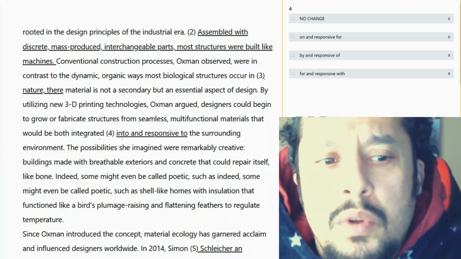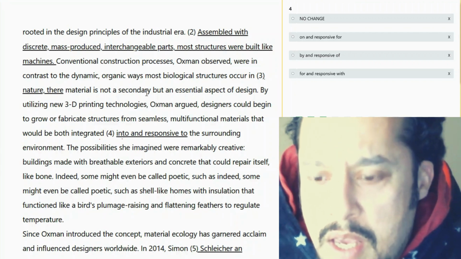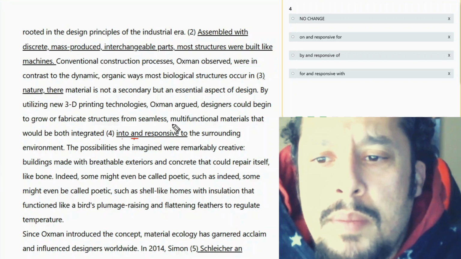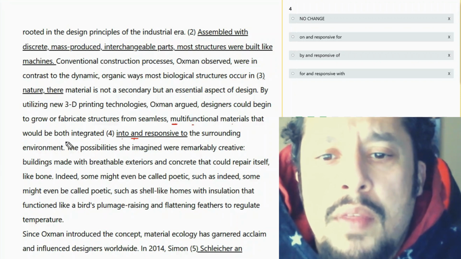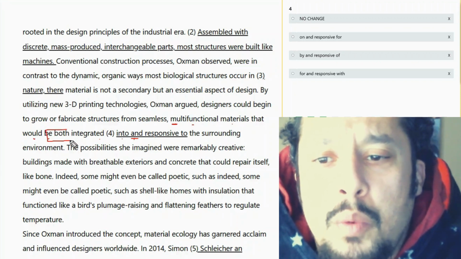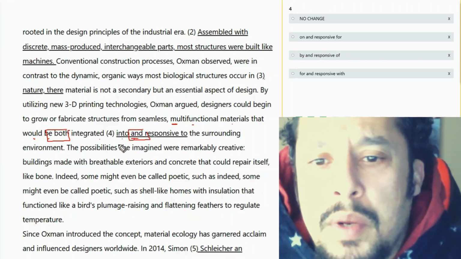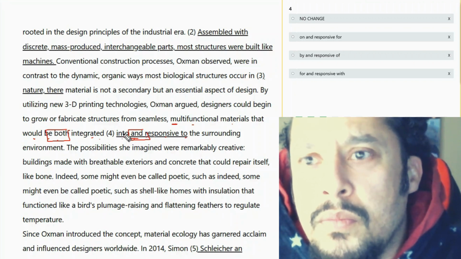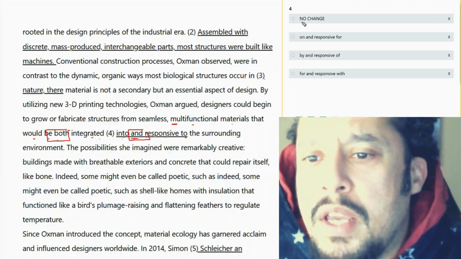Okay, so question number 4, we're looking at parallel structure. We know we need parallel structure because of the word "and." So we want to start from here: multifunctional materials that would be both, okay, word pair again, both integrated into and responsive to, okay. So I assume these are two adjectives, right? For answer A, I don't see a problem.